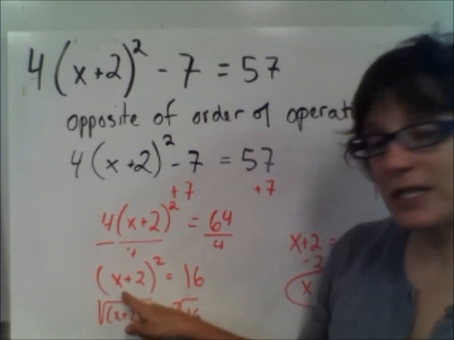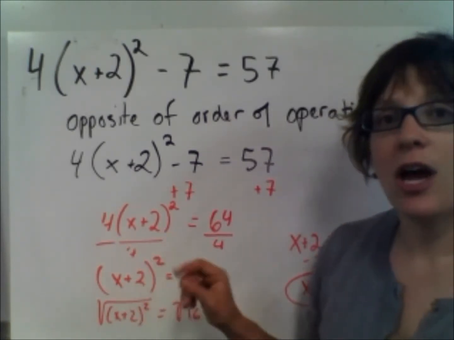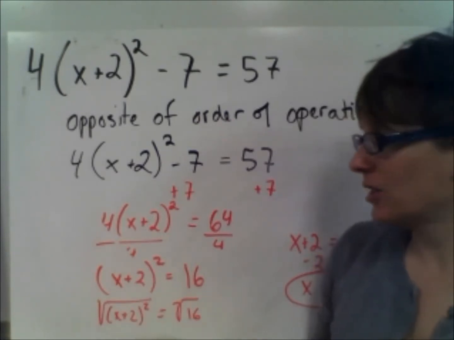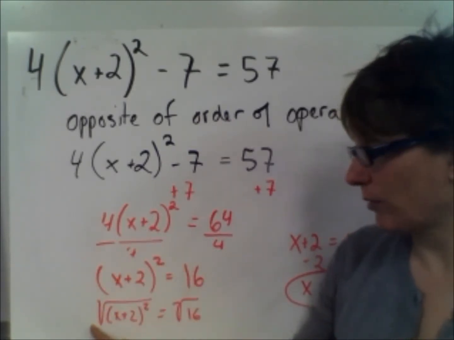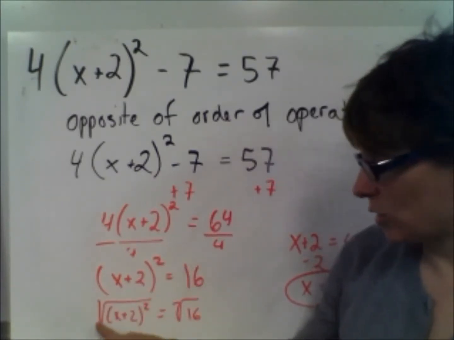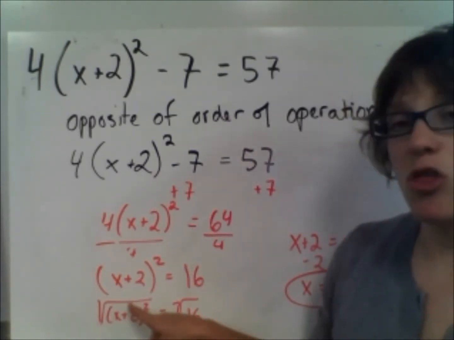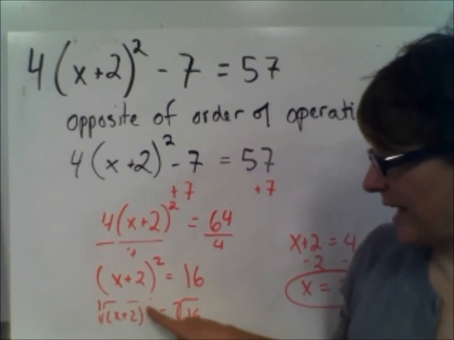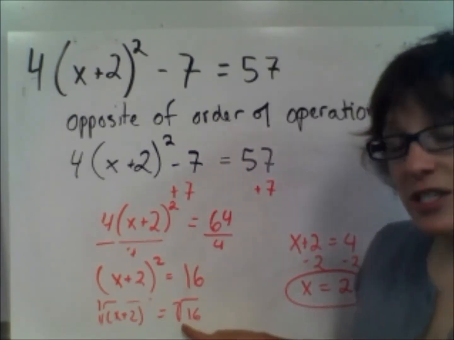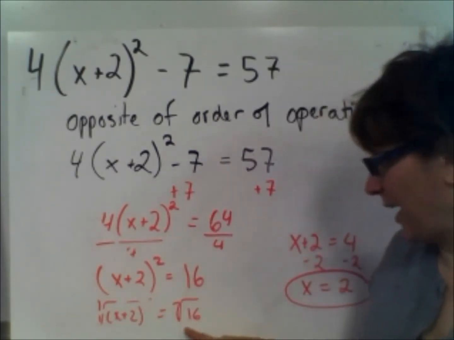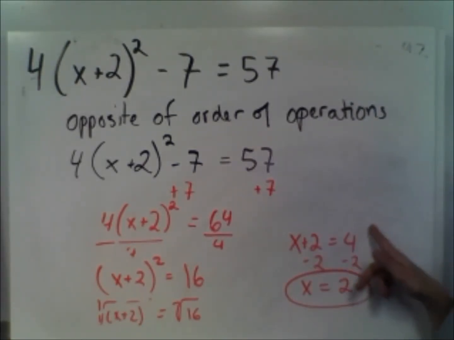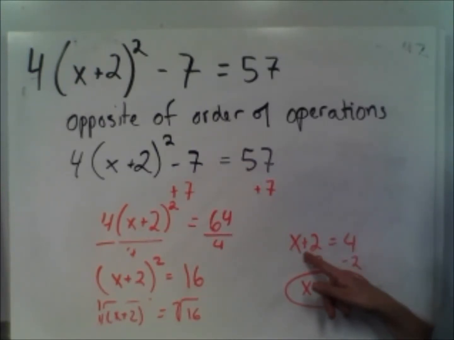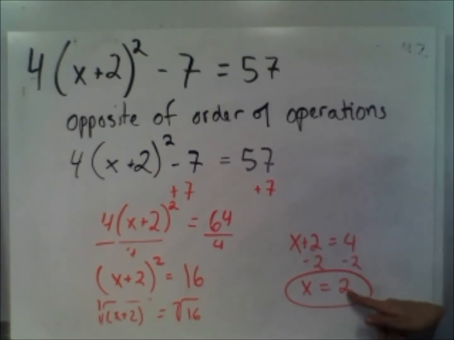That leaves me with my parentheses and exponents. How do you undo an exponent? You take the square root. Okay? Opposite of squaring is the square root. So when I take the square root of a square, those two things cancel out. And when I take the square root of this side, I get 4. X plus 2 equals 4. My last step needs to be, this is adding. I'm going to do the opposite, subtract. 4 minus 2 is 2. There's my answer.